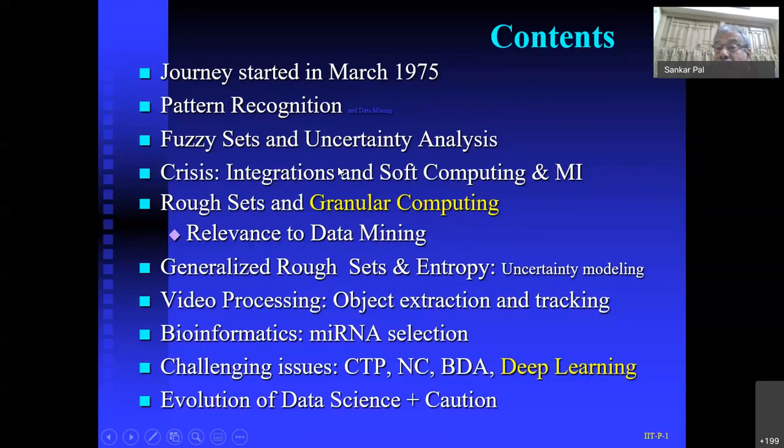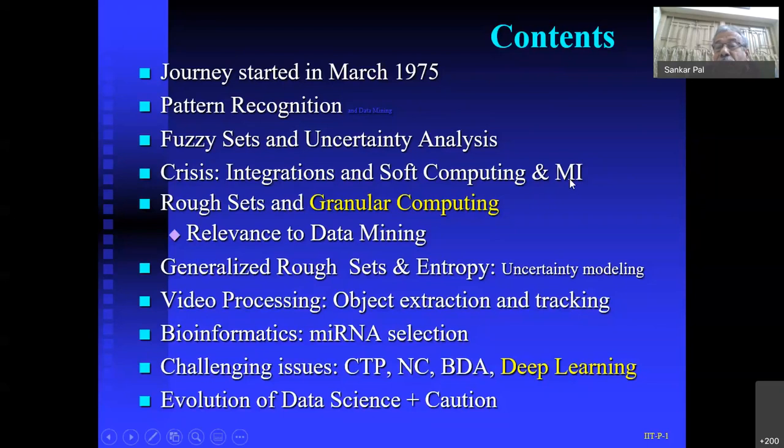And then the crisis of using fuzzy set theory, because the probability theorists did not like it. And I was working in an institute called the Statistical Institute. So there, we don't have any IEEE transaction journal, anything there. They are all statistics and mathematics. But still, those directors helped me to develop this subject. That is the beauty of our institute. So then I will show how it has evolved to soft computing and then machine intelligence.